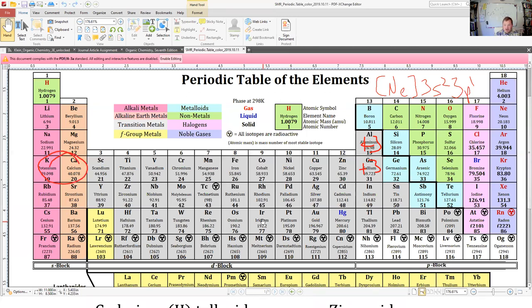It has just those, it has the 10 that are in the full d orbital, but that d orbital is now filled, right? And once it's filled, we're never going to take electrons away from it. So the only two electrons that zinc could lose are those 4s electrons.